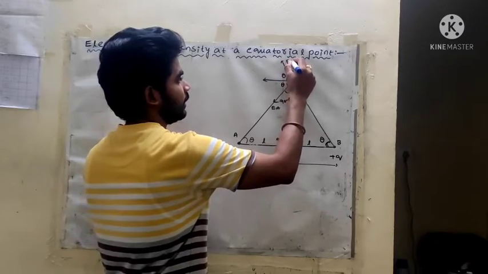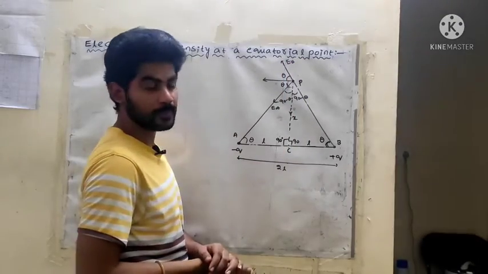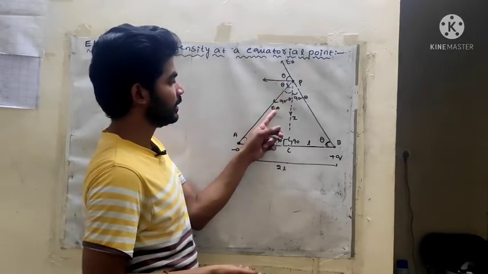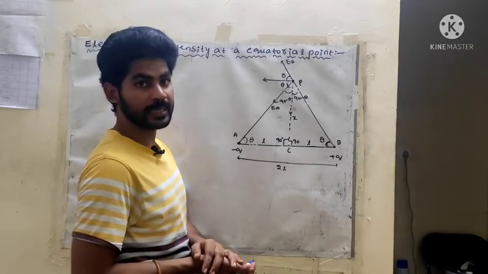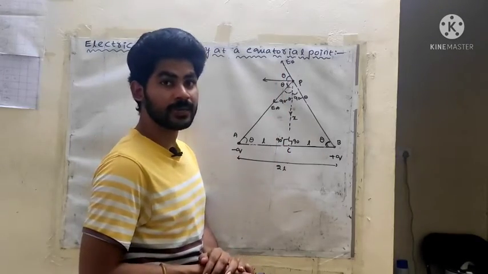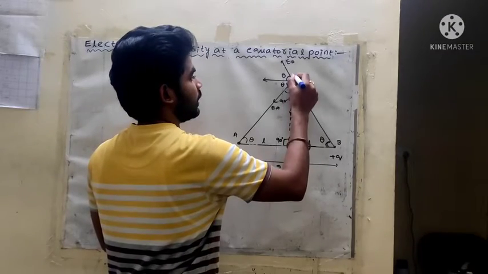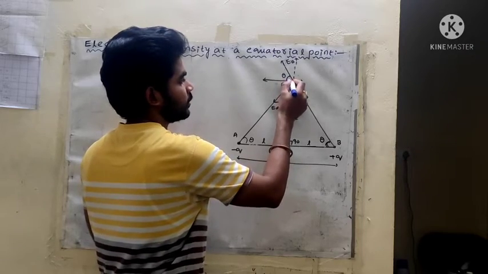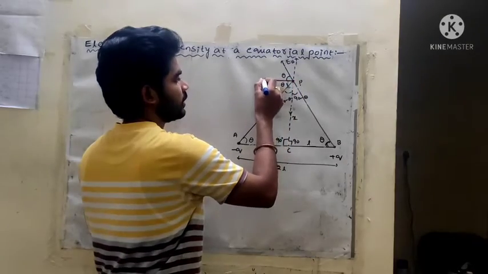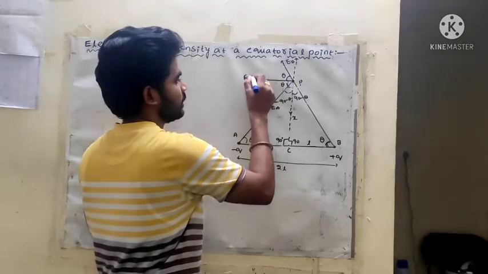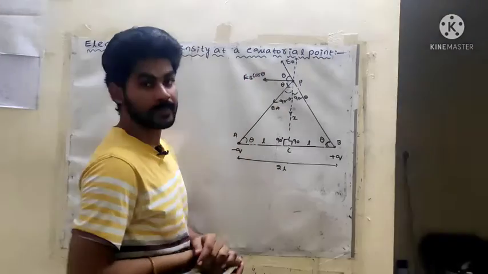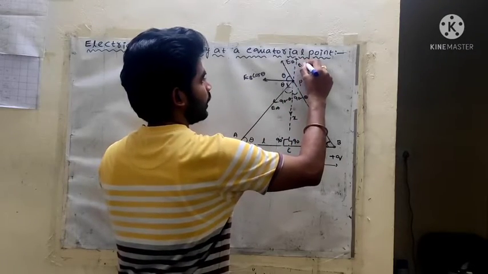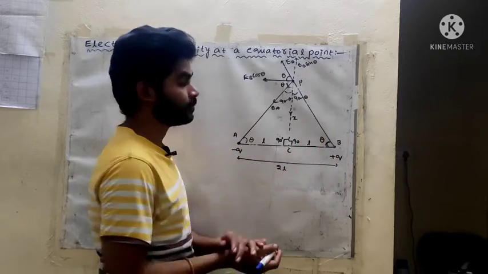Now the electric field at point B is EB. EB makes an angle theta and EA makes an angle theta, so EA and EB are resolved into two components. First EB: we can resolve it. The horizontal component is EB cos theta, and the right angle component, the vertical component, is EB sin theta.